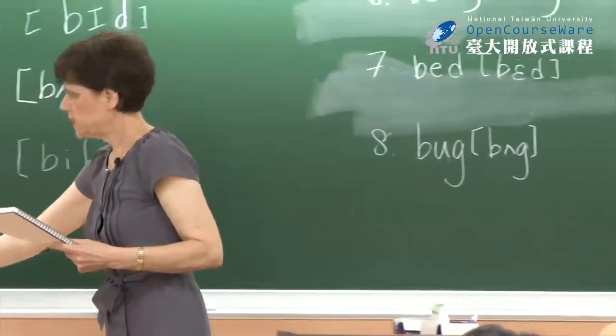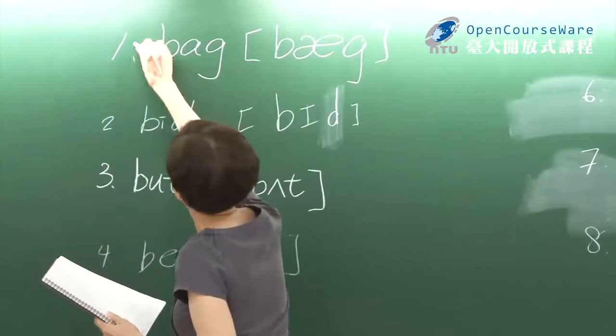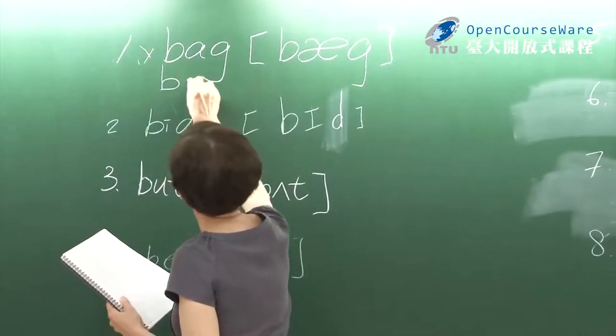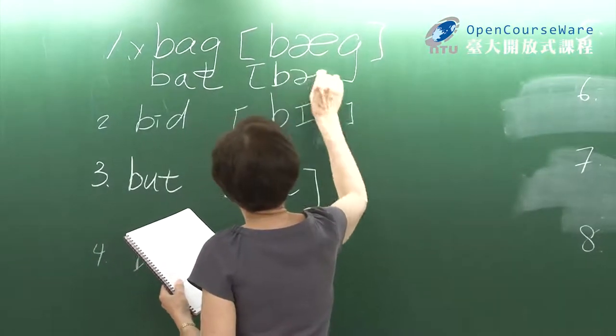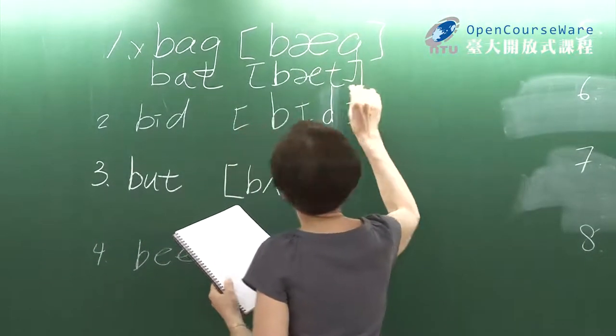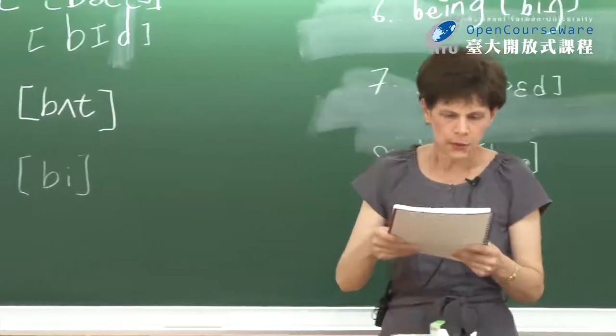All right. The first one should be what? It's not bag, it's bat. Yeah. It's bat, like bang qiu de bang. Now, we have two problems here.